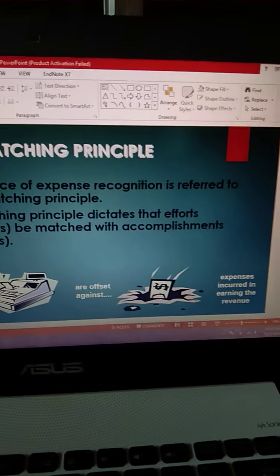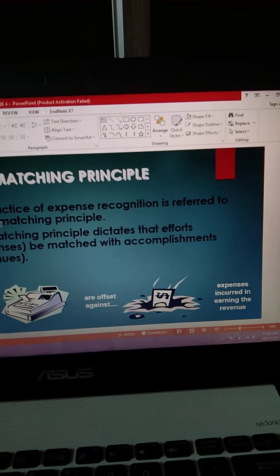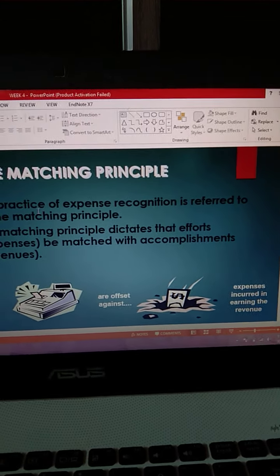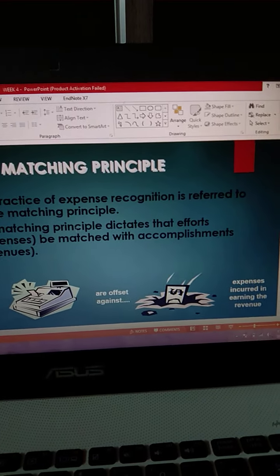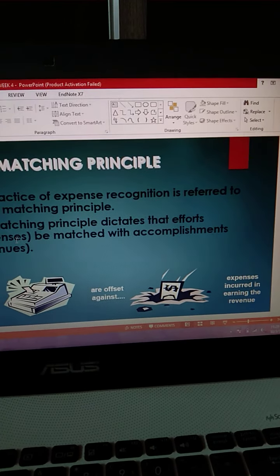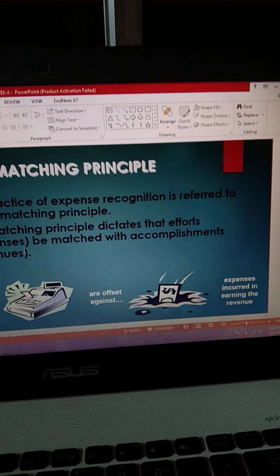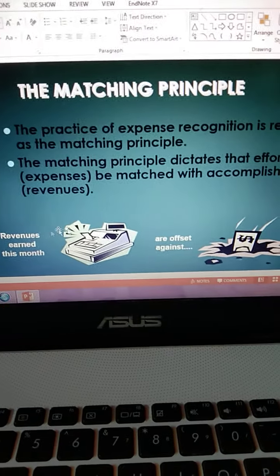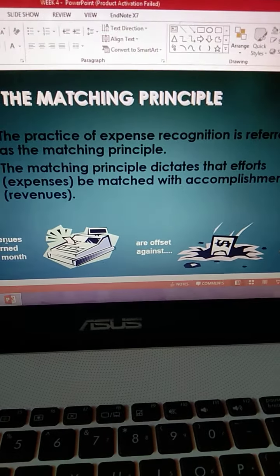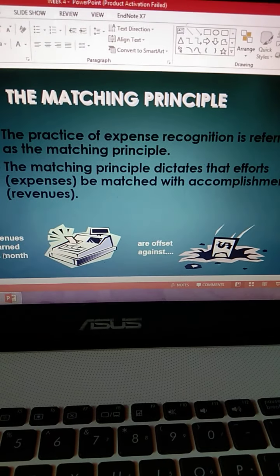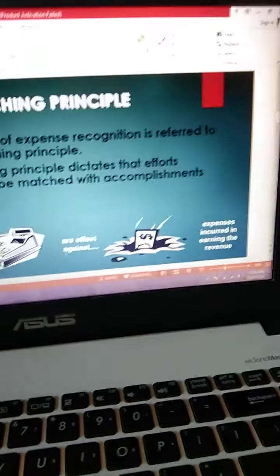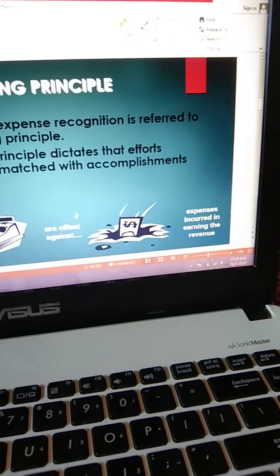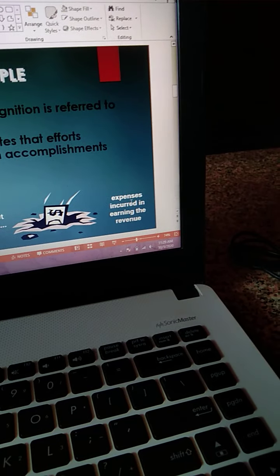So here, from the first point, the practice of expense recognition is referred to as the matching principle. It means you want to recognize your expenses. For the second point, the matching principle dictates that efforts or expenses be matched with the revenue. It means in that period, if you see the figure below, revenue earned this month, for example the revenue for that month is 100,000 ringgit. For that 100,000 ringgit, you will match it with the expenses incurred in earning the revenue.